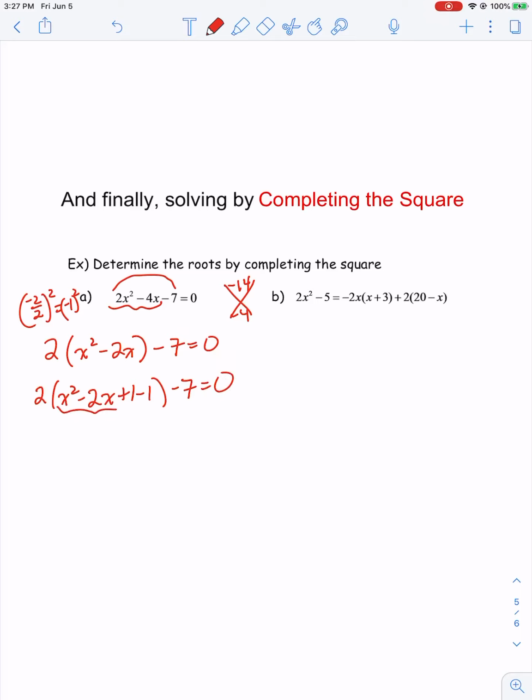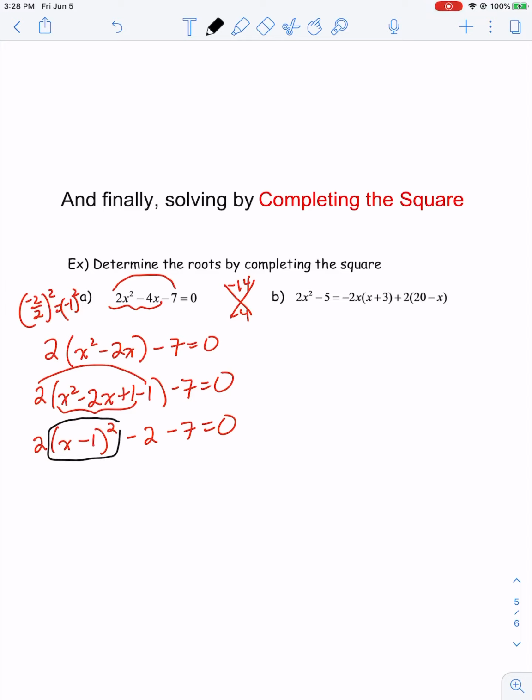Then you keep these three together. They are going to be (x minus 1) squared. And then you multiply the 2 times the negative 1. So that's minus 2 minus 7 equals 0. Now I have a situation where all there is this.